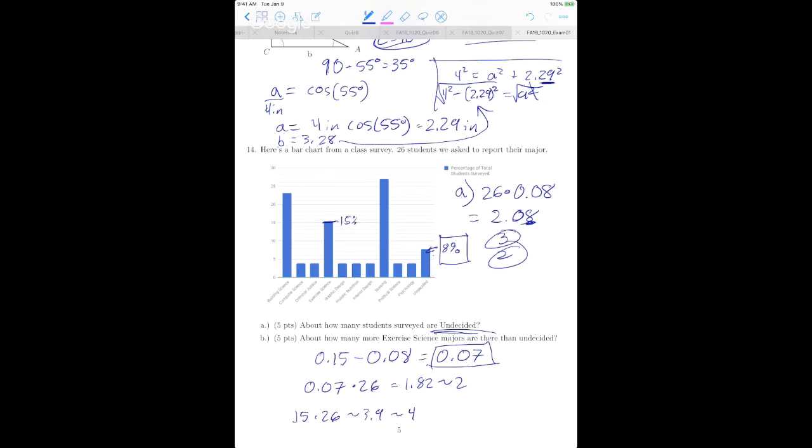In general, I tried to follow your work and count it right if it made sense with what you were doing and how you picked these percentages. Because the goal here was, can you convert these into numbers? And most people did pretty well on that, so good job.